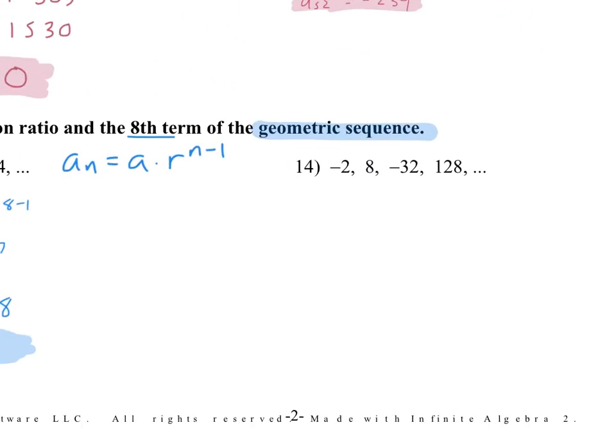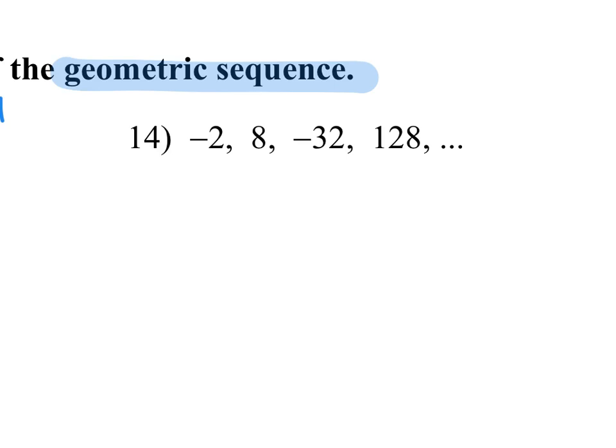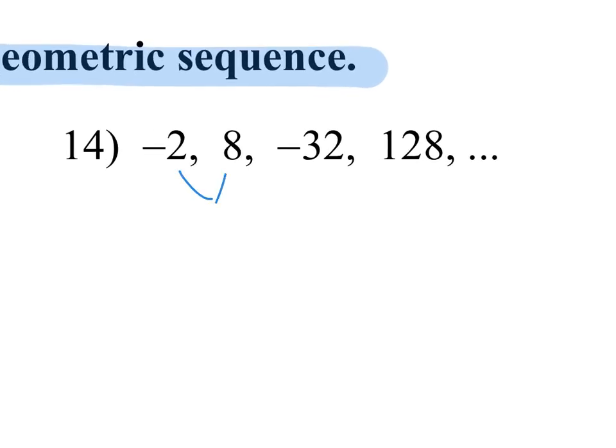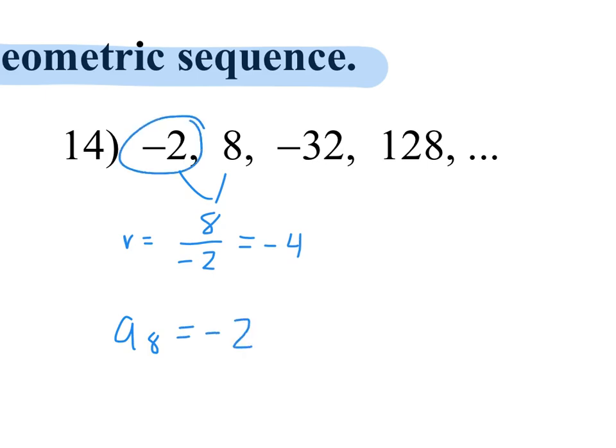Okay, for our last question, 14, we do the same thing, but we have to find our ratio. So we're going to divide our second term by our first one. 8 divided by -2 is -4, so our ratio is -4. Now we just plug everything in. So our 8th term, start with our first, so -2 times our ratio, which is -4, raised to the 8 minus 1 power.